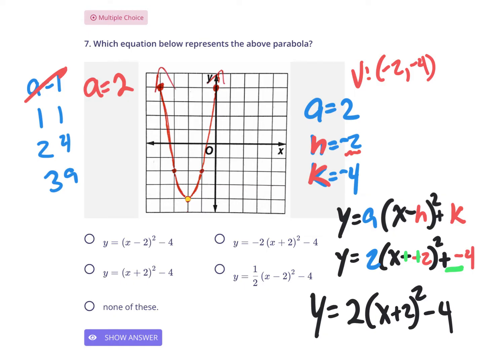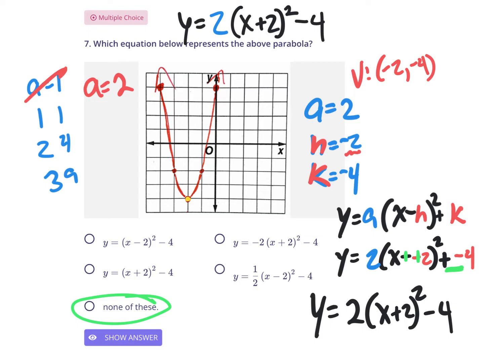And that is none of these. You don't have to do all this work. You could just start writing it out. If you think about it, y equals, we did say that the a value was 2, and when you do the x, don't do the minus. If you want to write it all out at once, think opposite on h. So from the origin, if you go 2 this way, that's -2, but think opposite, that would be a plus 2, close parentheses squared. And then the k value is -4. So right there, the k value, write it as it is.